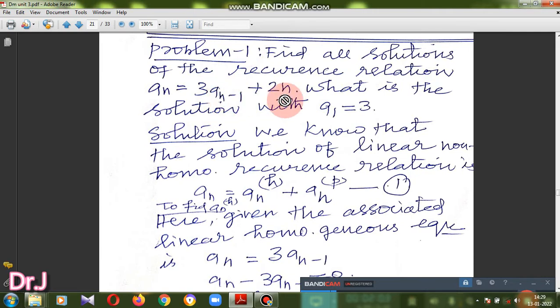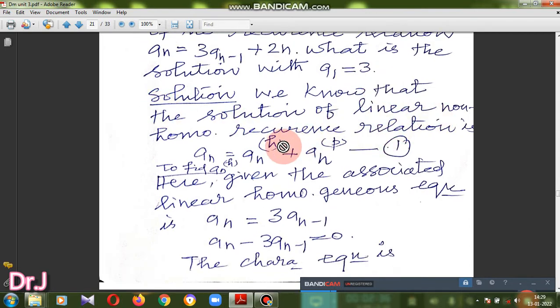Now what is the initial value given? a_1 equals 3. That is, when n takes 1, the first term is 3. That is the initial value given to us. I think this initial value is enough to solve this non-homogeneous recurrence relation.